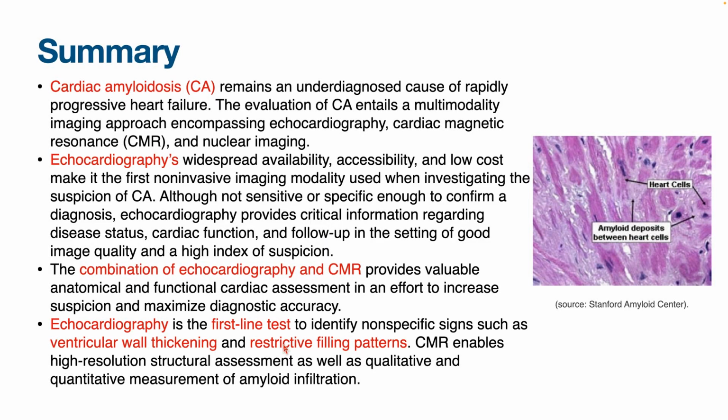So in summary, cardiac amyloid remains an underdiagnosed cause of rapidly progressing heart failure. The evaluation of cardiac amyloid entails a multimodality imaging approach encompassing echo, MRI, and also nuclear imaging. Echo's widespread availability, accessibility, and low cost makes it the first non-invasive imaging modality used when investigating patients with cardiac amyloid or suspicions of it.